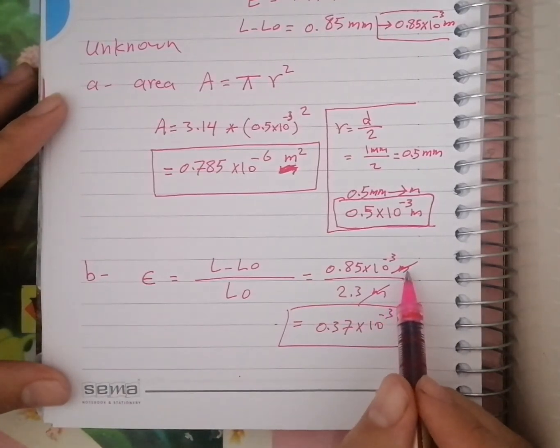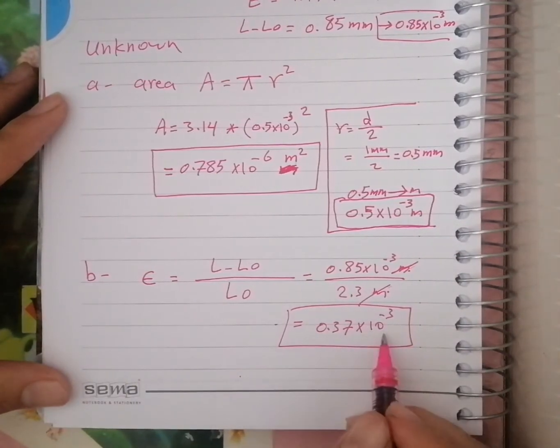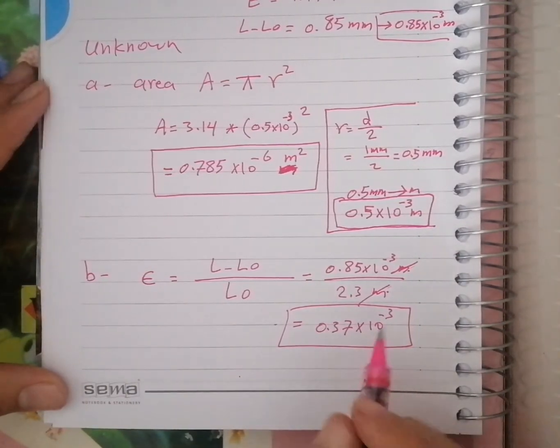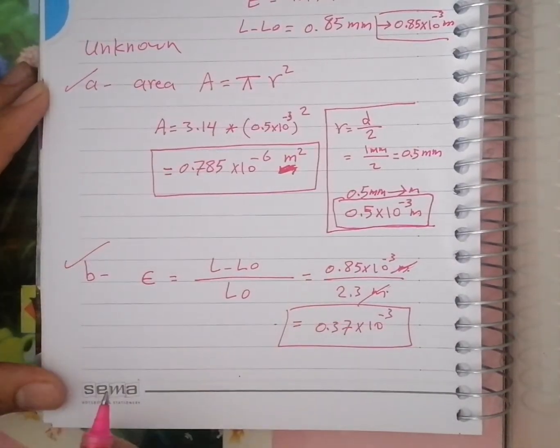It's the ratio between meter with meter. They cancel each other out. The answer will be unitless. All right, so I think solving those problems is very easy. We solved both of the parts, A and B.